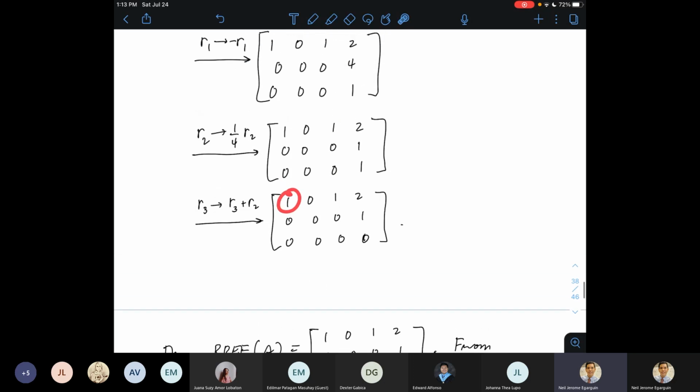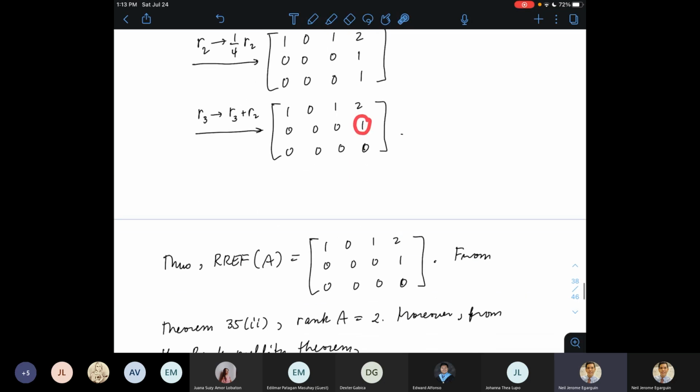Leading entry 1, leading entry here. Lahat ng leading entry ay nasa kanan, nasa ibabaw, that's fine. I have a leading entry here, kaya 0 na lahat na nasa ilalim niya. I have a leading entry here. Hindi pa pala to RREF, sorry about that. Kasi leading entry ito, so dapat ito ay mag-0 din. Pati na lang chinek natin.